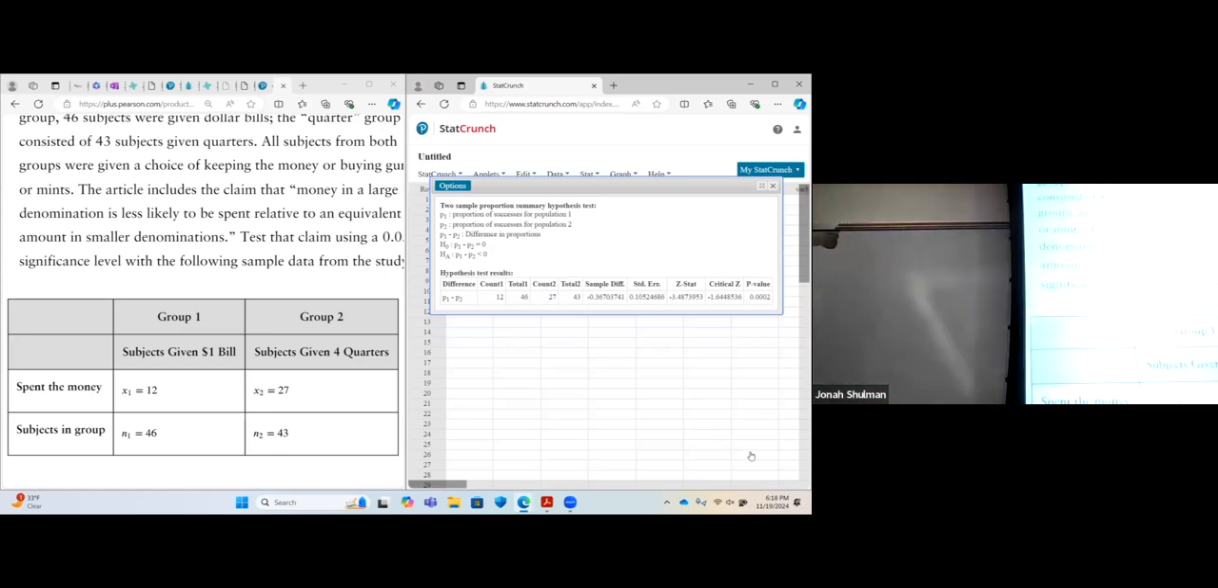How do I know it's significant? There are two places to look. First place to look: does our z-stat, this is our test statistic, is it smaller than our critical z? Yes. This is smaller than our critical z, which means it's further away from what's normal. So this makes it significantly different.